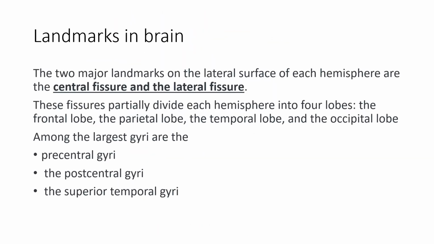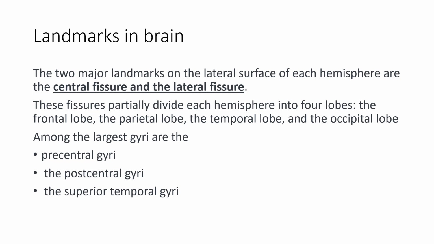Let's try to understand some more landmarks in the brain. The two major landmarks in the brain are the central fissure and the lateral fissure. As I said, the largest fissure is the longitudinal fissure. Two other fissures that we can see are the central fissure and the lateral fissure. These fissures actually divide the hemisphere into four lobes. What are the four lobes and how has the brain been divided?